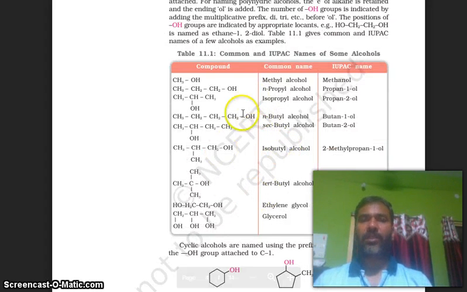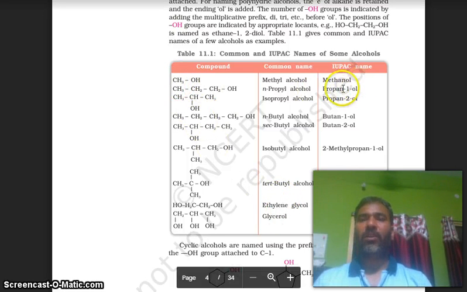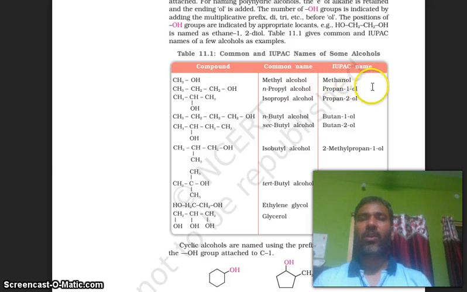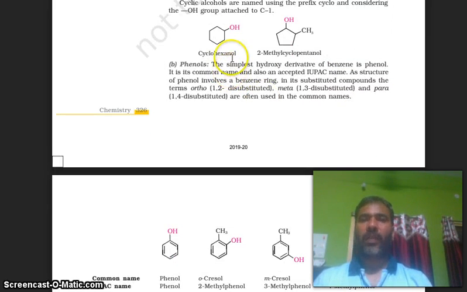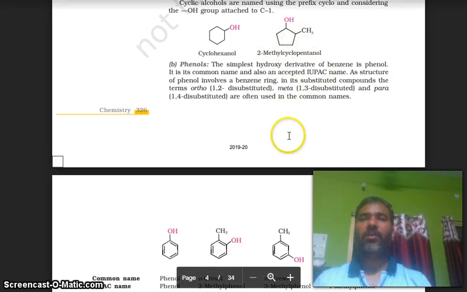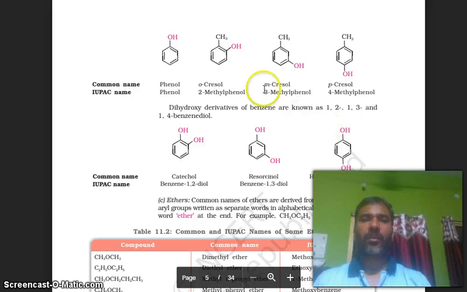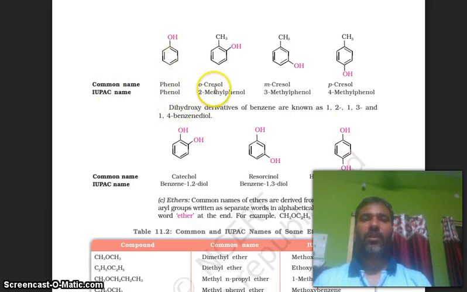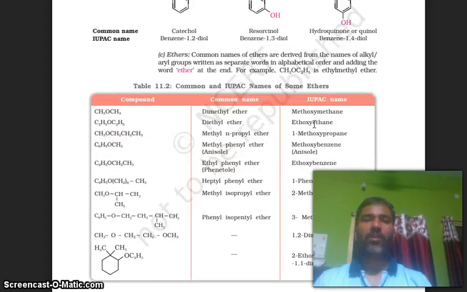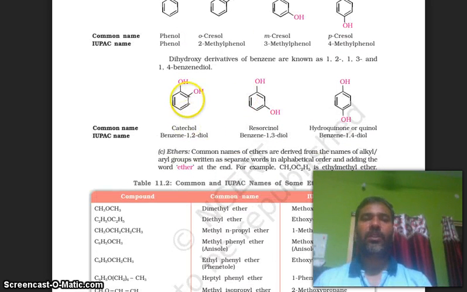A lot of examples, their common names, just like CH3OH is methanol, 1 carbon indicates meth and ol indicates alcohol. Then cyclohexanol and 2-methylcyclopentanol. Common name phenol, and IUPAC name also phenol. Orthocresol is 2-methylphenol, metacresol is 3-methylphenol, and paracresol is 4-methylphenol. Here you see 2 OH groups, commonly known as catechol, this is resorcinol and this is hydroquinone or quinol.